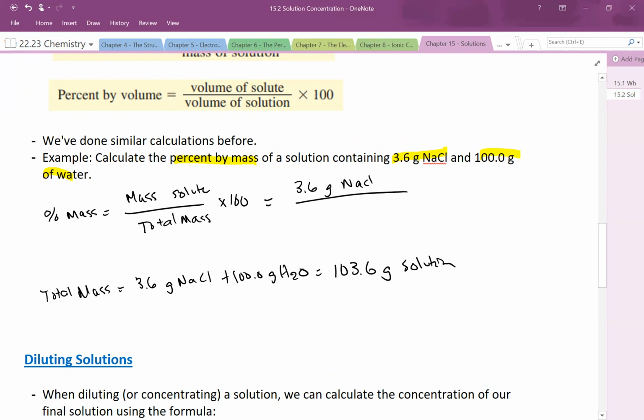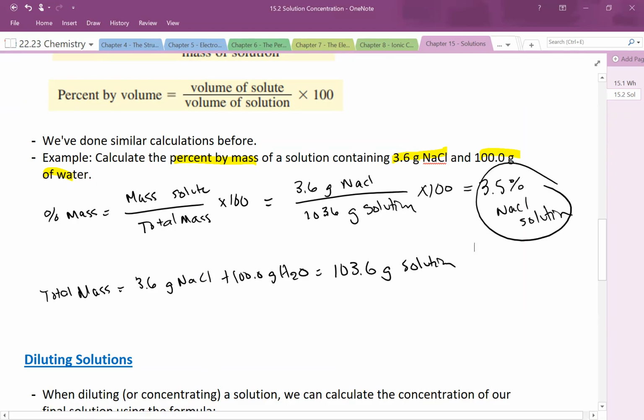So in this case, I have 103.6 grams of solution times 100. And I am going to get a total percent here of 3.5% NaCl solution. So that's how we would do a percent-based question. Again, just find the mass or the volume of your thing, and then find the total mass or volume of your solution, set them in a ratio, and multiply by 100. Straightforward stuff. Again, just a simple percent calculation like we've seen many times before in class.